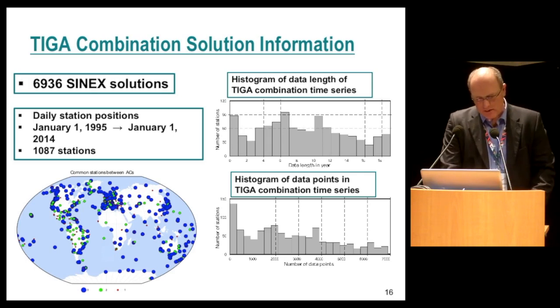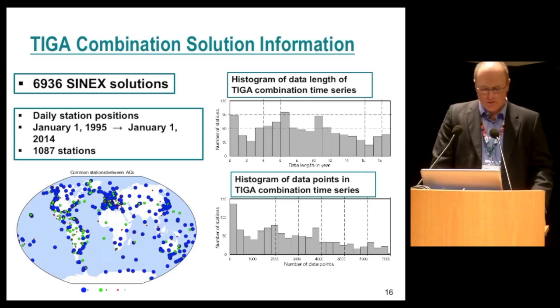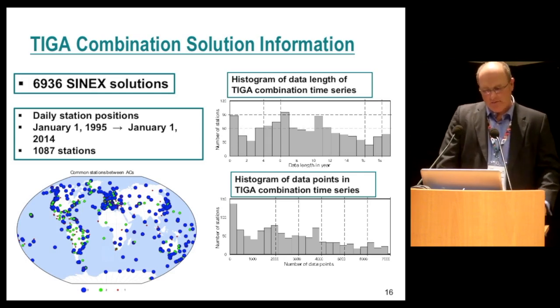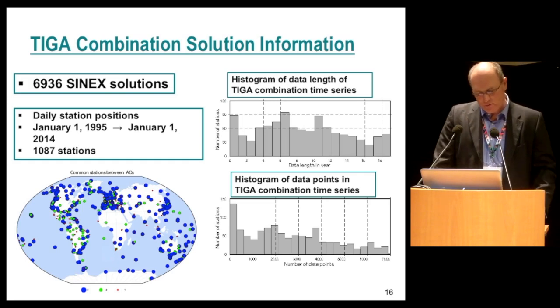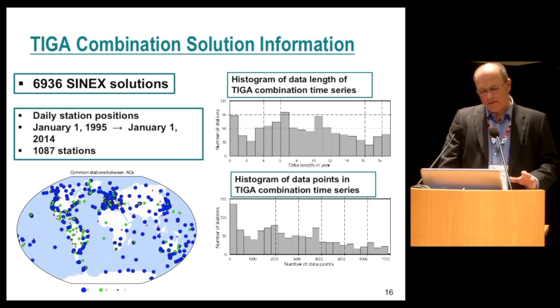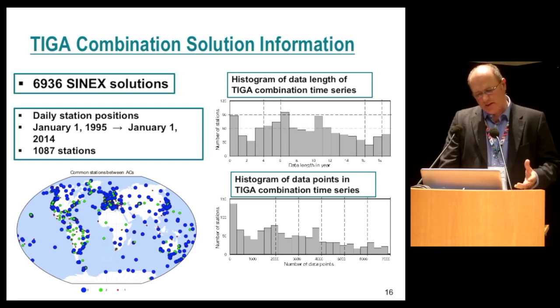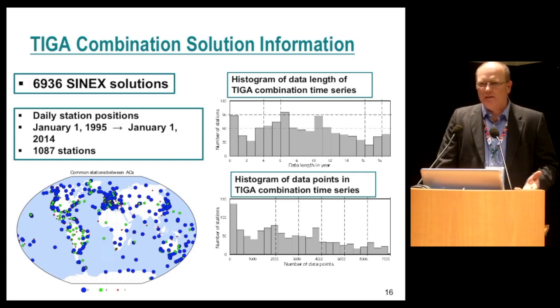And that means that the green ones and the red ones in our solution would drop out. But we have kept them in, and the red ones are strictly no combination, of course, if only one analysis center produces a solution for them.